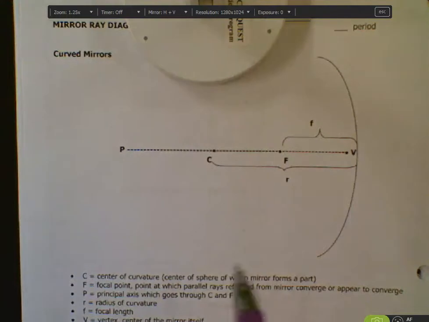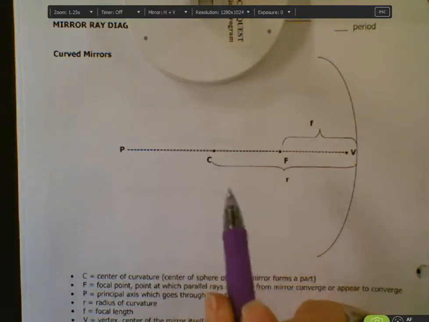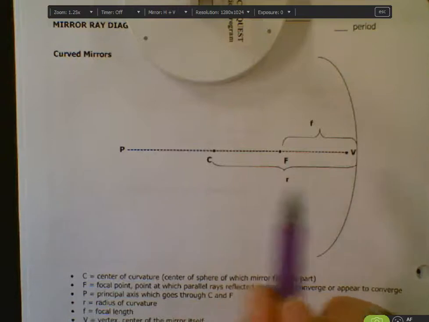Okay, so first thing we're going to do is see what happens if we have a real object, and we're going to put the object in a few different places on our plane, and see what happens to the image when we move our object around.